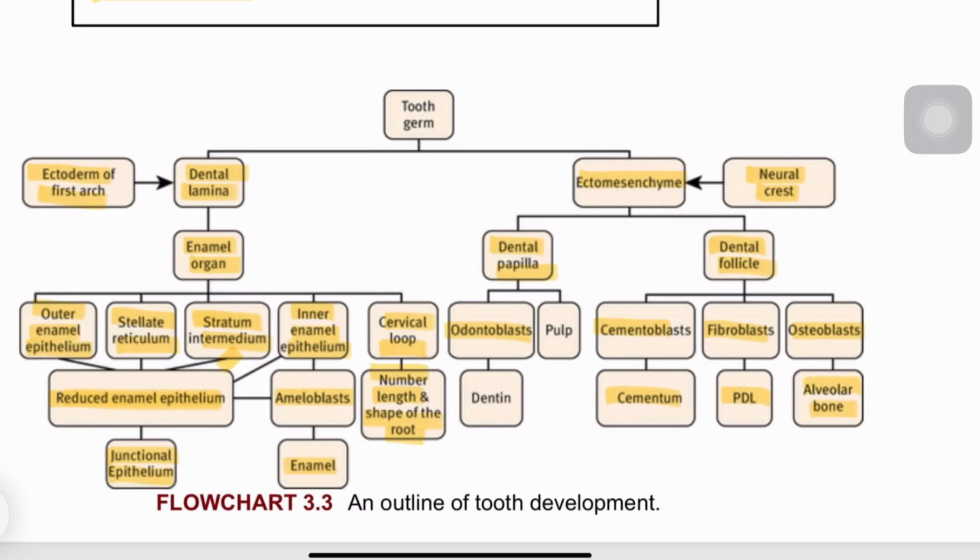Okay, so this is how a tooth is formed. I hope this video was useful. I hope you understood the entire video. Okay, let's do a recap.